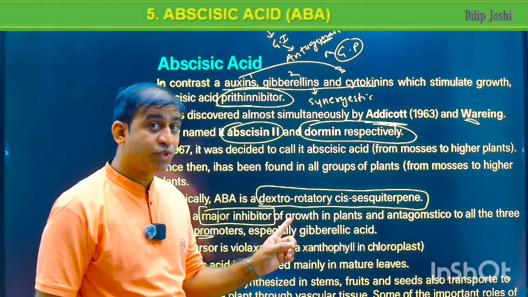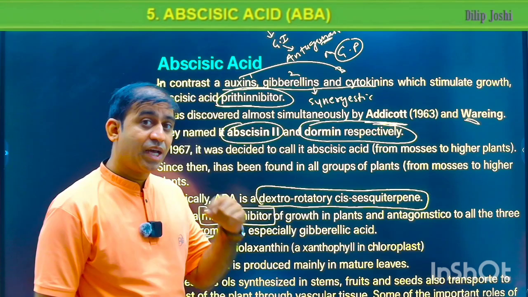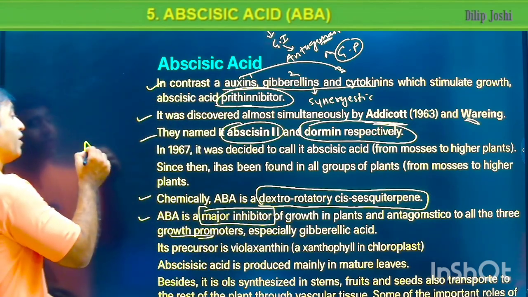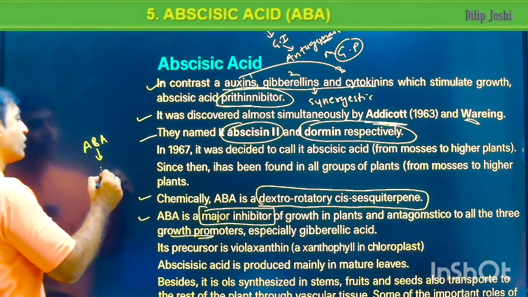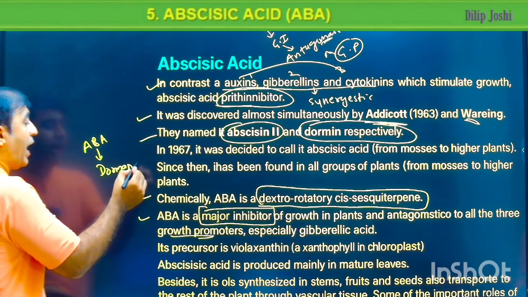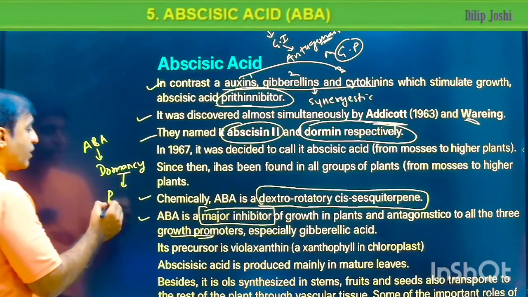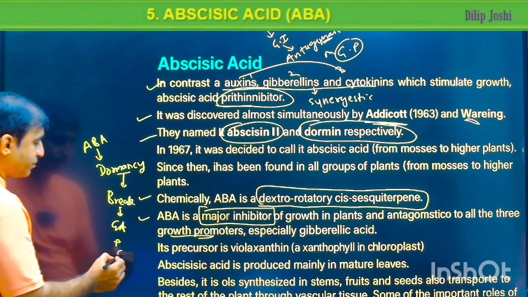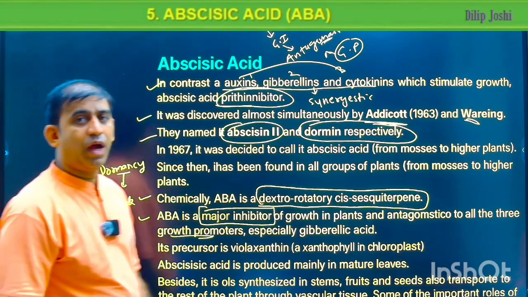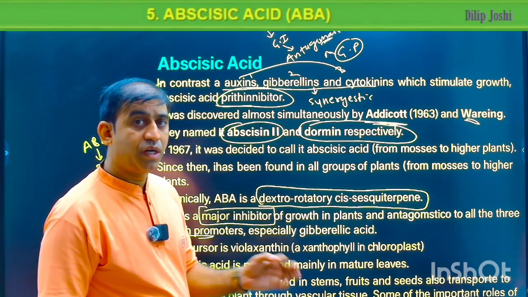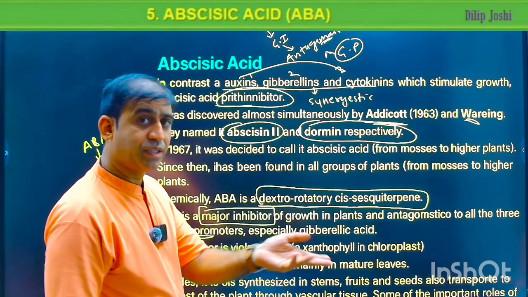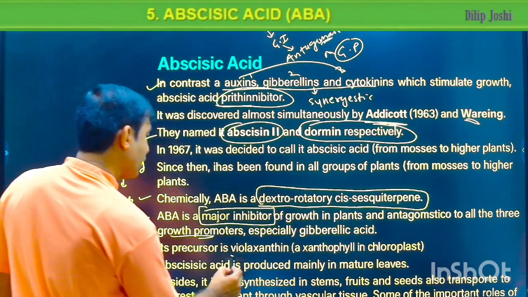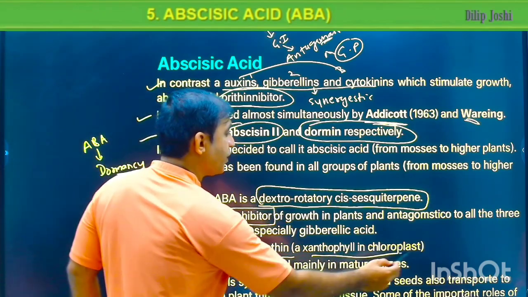Why is it said so? Because gibberellic acid and oxygen will break the seed dormancy, and this ABA will make the dormancy. It will promote the dormancy, and to break the dormancy, what is used? Gibberellic acid and oxygen, and cold treatment, gibberellic acid and ethylene to break the seed dormancy. Its precursor is violaxanthin, that I told you, xanthophyll in the chloroplast.